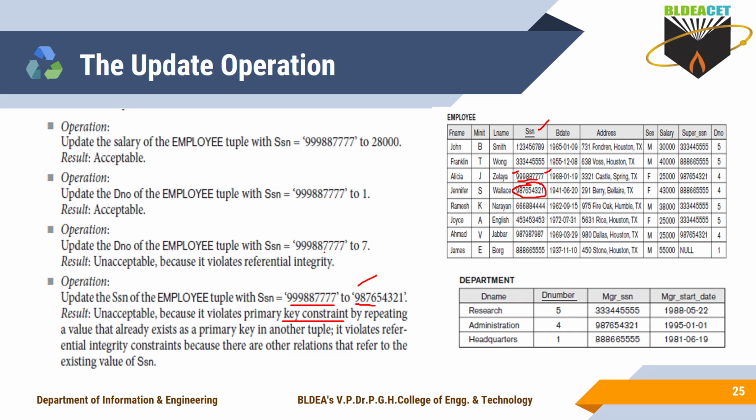So these are some of the violations that come under this update operation. So while updating, you have to keep in mind to check whether it violates the referential integrity constraint or not, whether it violates the key constraint or not, whether it violates integrity constraints or not. Based on that, you can make updates in any of the tuples here. Is it clear now? So these are some of the operations that come under update. Okay, thank you.